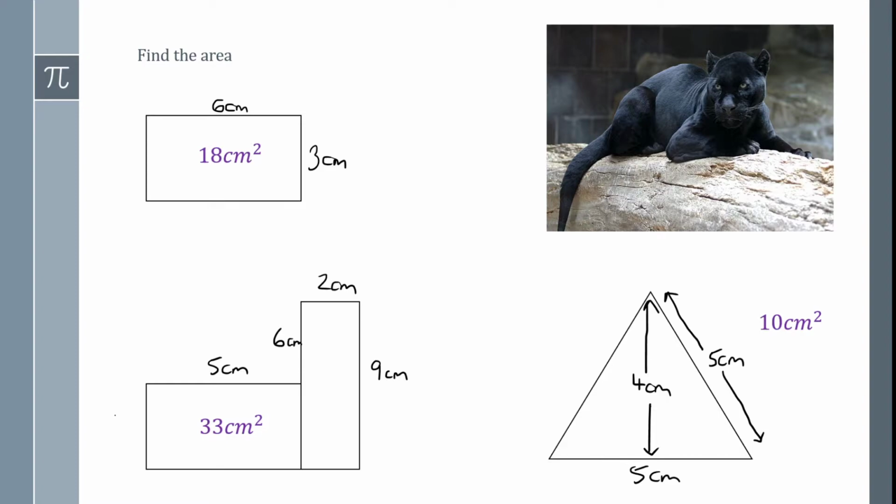So a reminder, if we were asked to find the area of rectangles, the area is just base times height. So we've got 6 times 3, because the base is also the top bit. They're parallel, so it's 6 as well. 6 times 3 is 18, nice and straightforward.